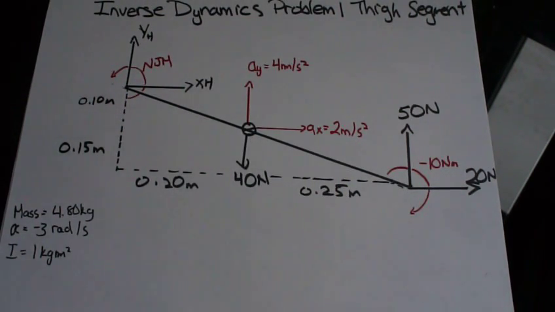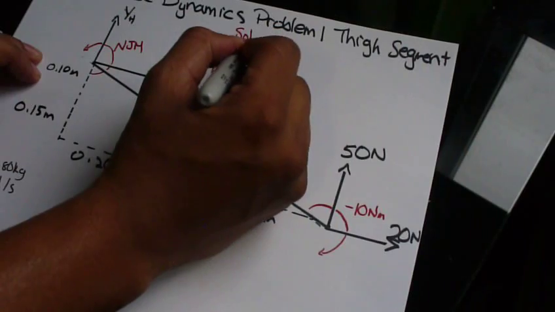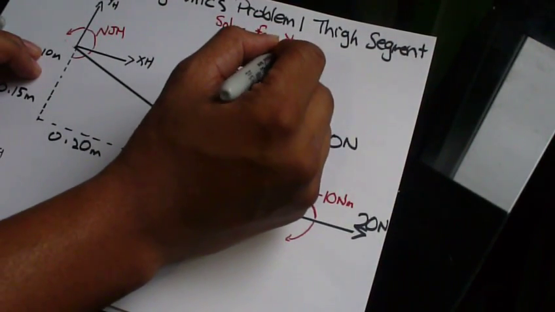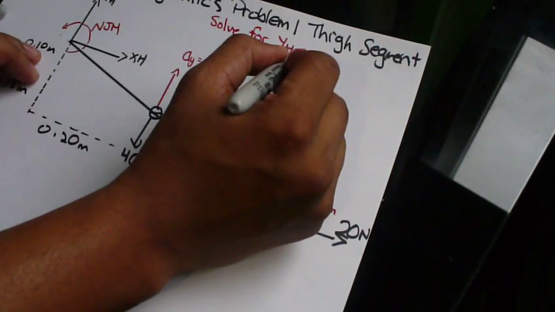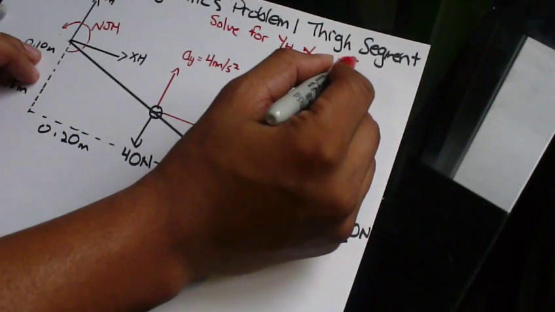So before we tackle the problem, we have to understand what it is asking, and I did not write that down, so I will right now. So solve for y of h, x of h, and net joint moment.